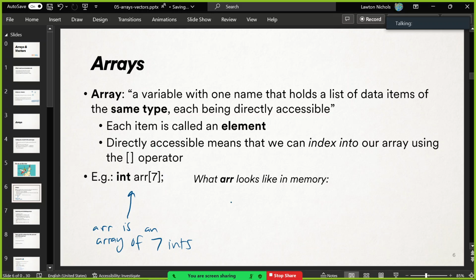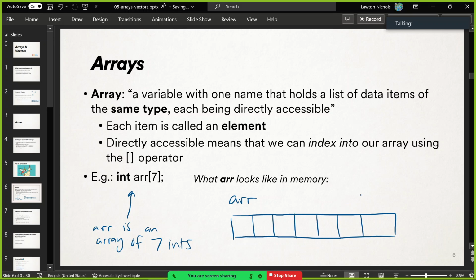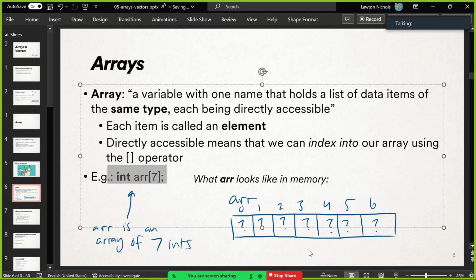All right. So in memory, what's going on is it just did this. It made a big long box that holds 7 separate things. 1, 2, 3, 4, 5, 6, 7. And they're each directly accessible, which means we have indices 0, 1, 2, 3, 4, 5, 6. They start at 0, of course. And I didn't give a value for any of these things, so as usual, they're all set to question mark right now, all these pieces of the array. All right? So that's the start. That's the syntax to declare an array, and this is what it's going to look like in memory.